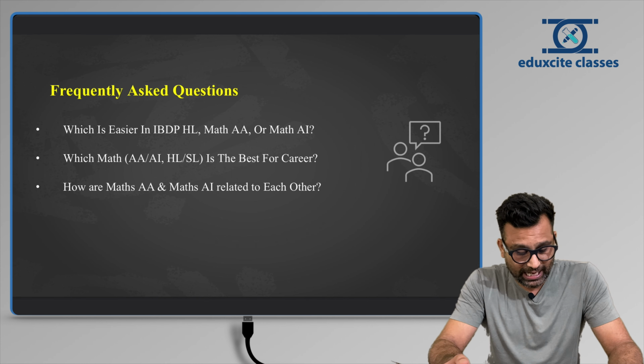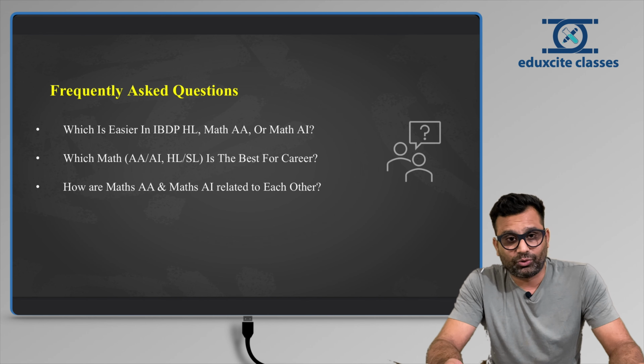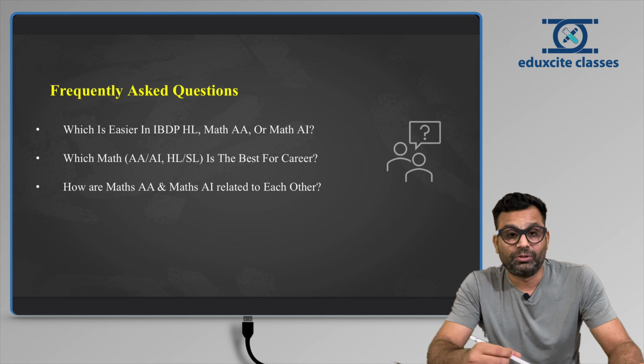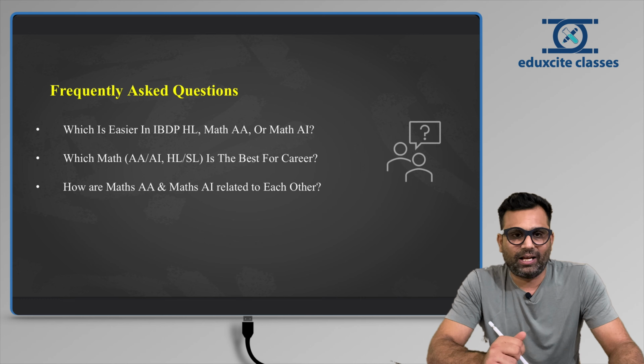Which math, AA, AI, HL, SL is best for the career? Now it depends on which university you are choosing, which course you are opting. So it's better to consult your career counselor, and then you should choose AA or AI.